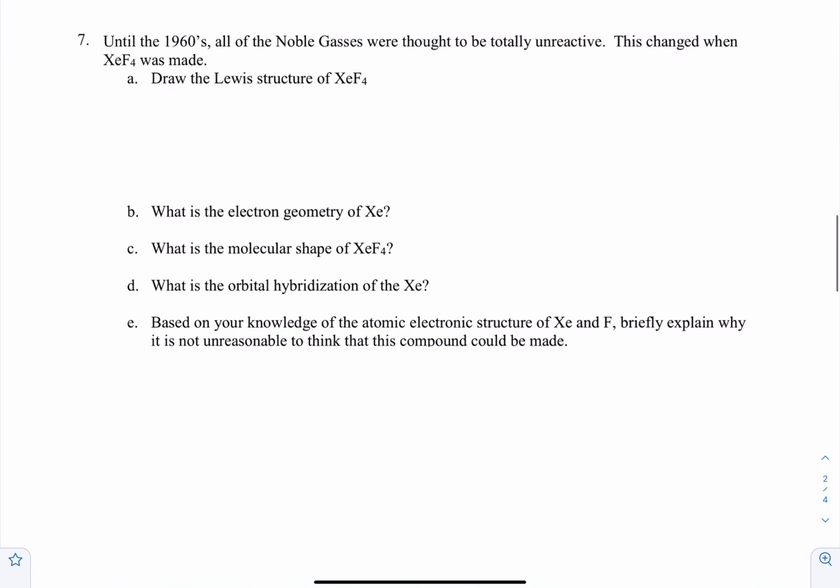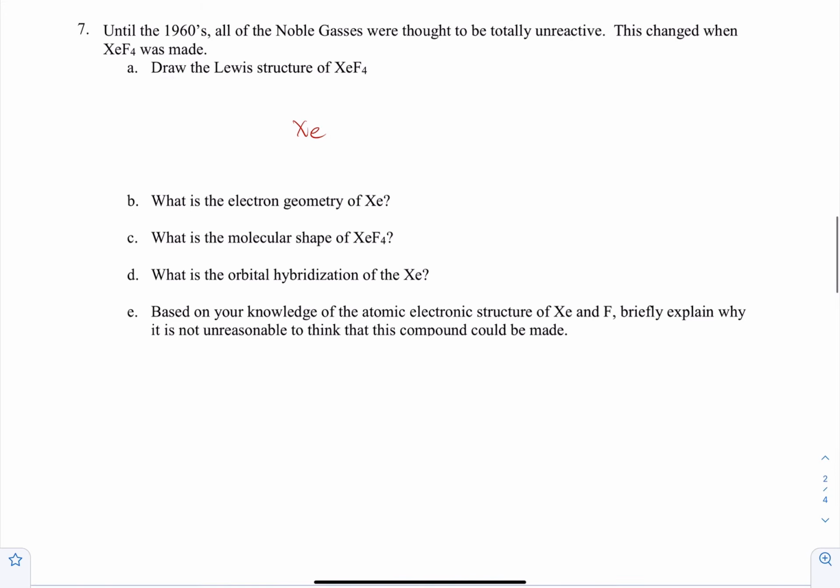All right, last one. Until the 1960s, all of the noble gases were thought to be totally unreactive. This change was made when XeF4 was made. Okay, now they want us to draw the Lewis structure of XeF4. So if you remember, I'm going to assume that xenon, because it's in the third period or below, can expand its octet. So I'm going to draw the fluorines around here, each with their octets.